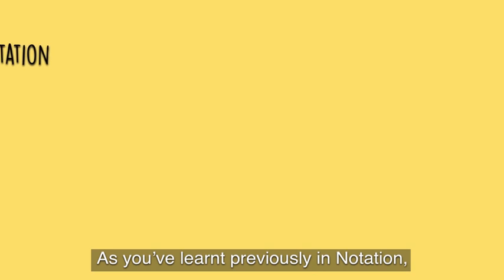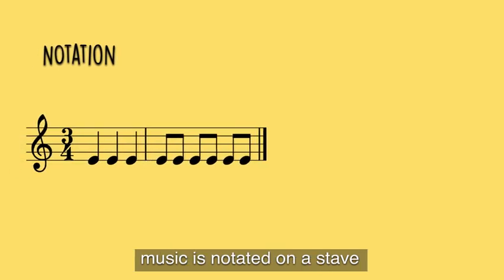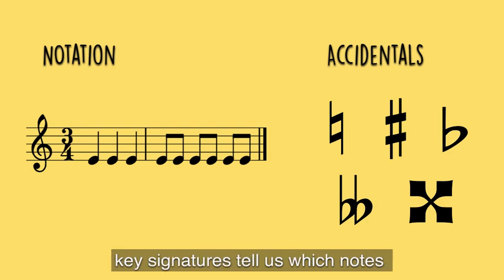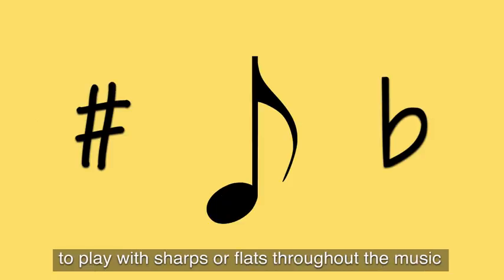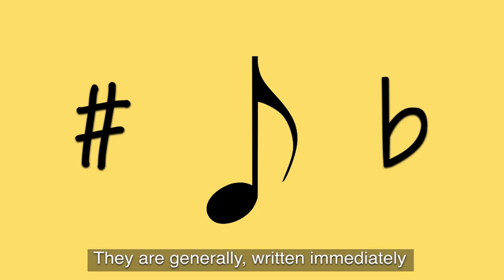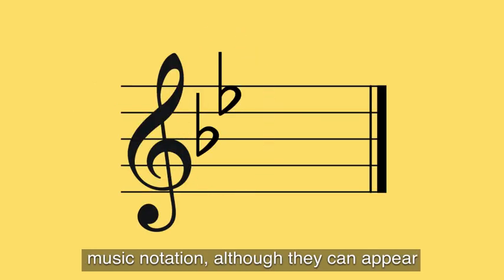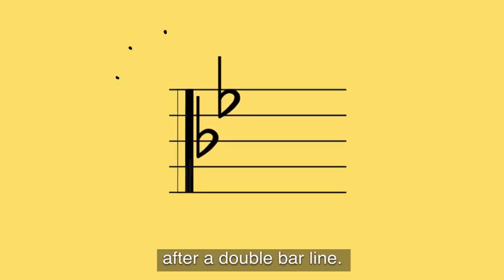As you have learned previously in notation, music is notated on the stave, and tying back to what we learned in the earlier episode of Accidentals, key signatures tell us which notes to play with sharps or flats throughout the music. They are generally written immediately after the clef at the beginning of a line of music notation, although they can appear in other parts of a score, notably after a double bar line.